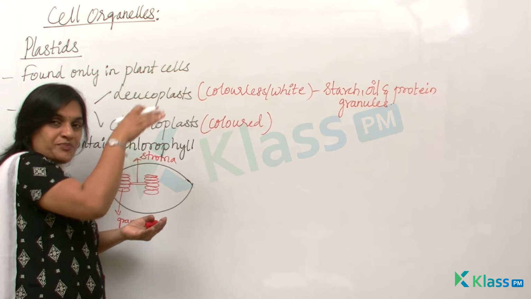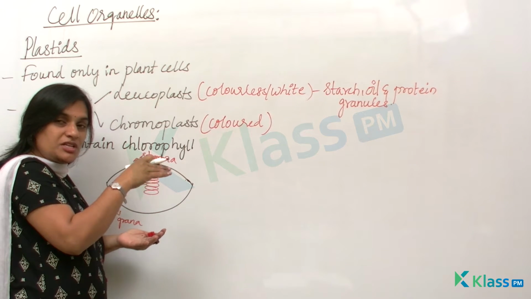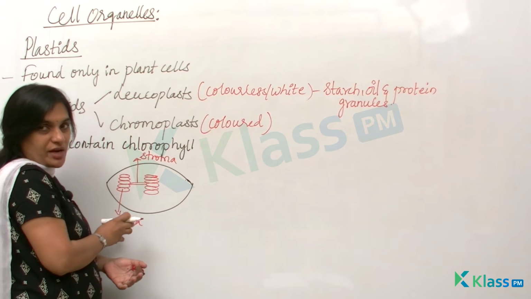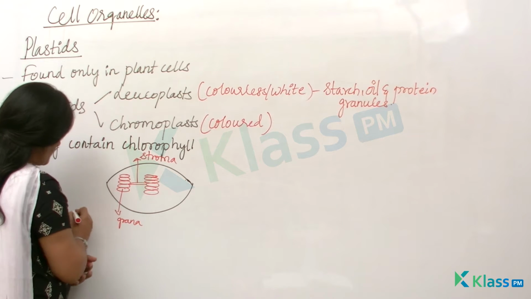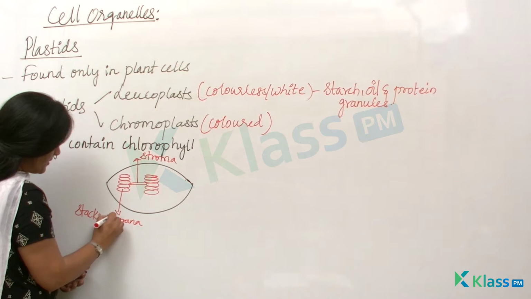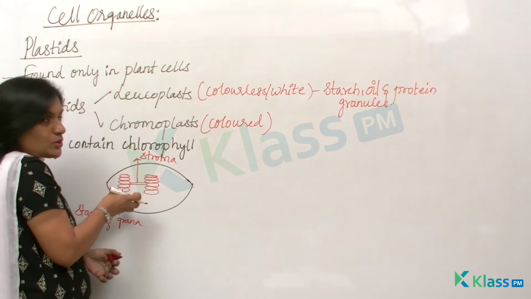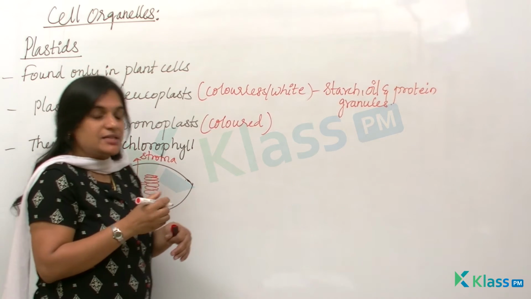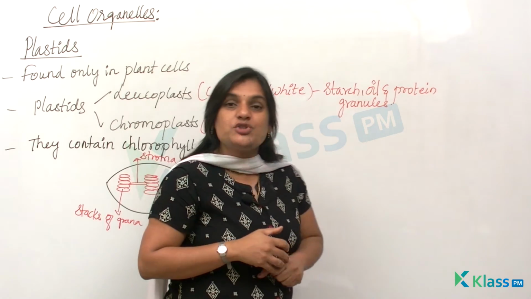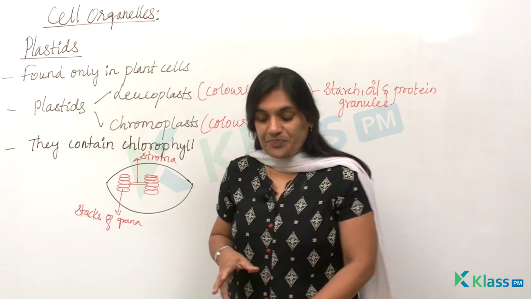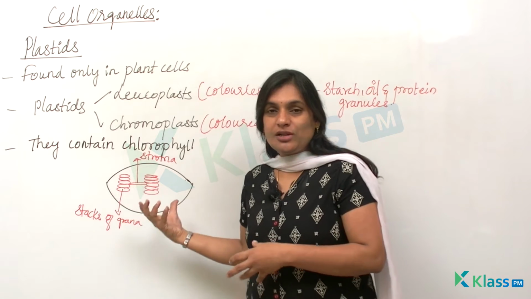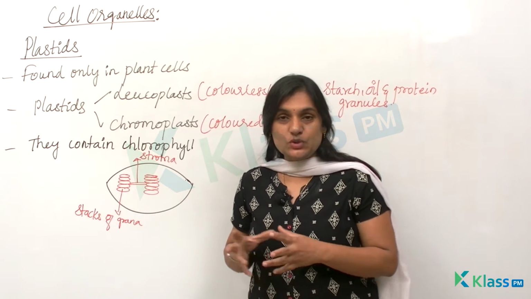They are placed one upon each other, or piled one upon each other, where they are said to be stacks of grana. These stacks of grana are connected to each other. There is a connection between these stacks through a long tubular structure called stroma lamellae. So when you look at the internal structure, this is how the chloroplast seems to be.